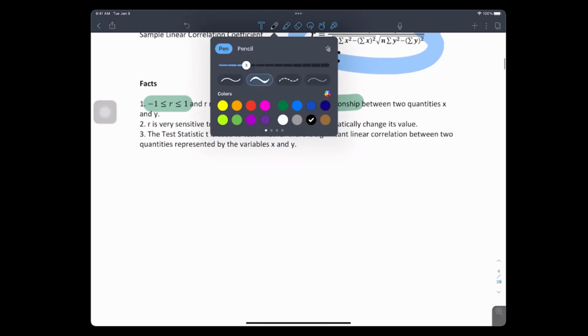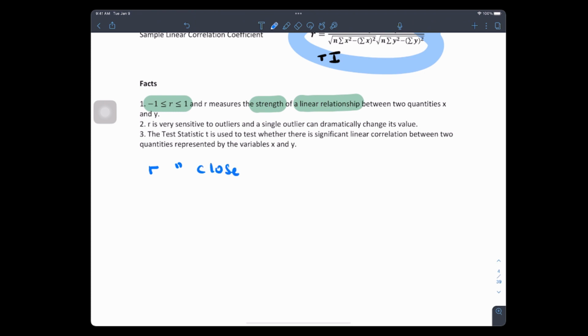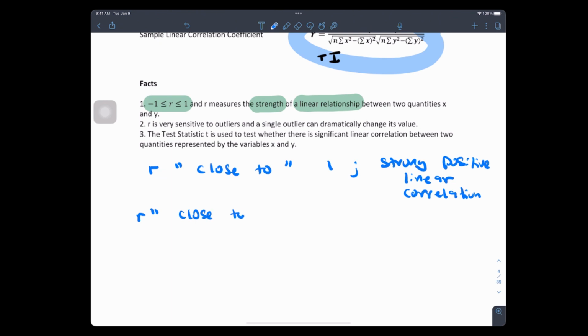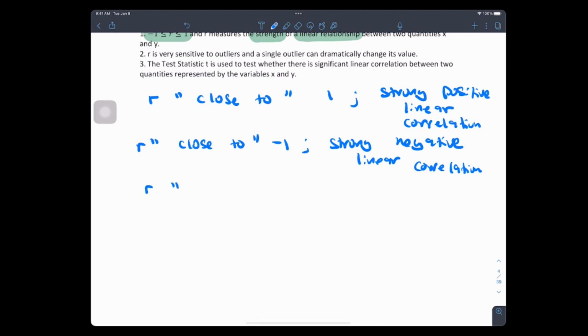So let me put this in our notes so you guys know. R close to 1, we have a strong positive linear correlation. R close to -1, you have a strong negative linear correlation. R close to 0, no linear correlation. So if R is close to 0, there's no linear correlation.